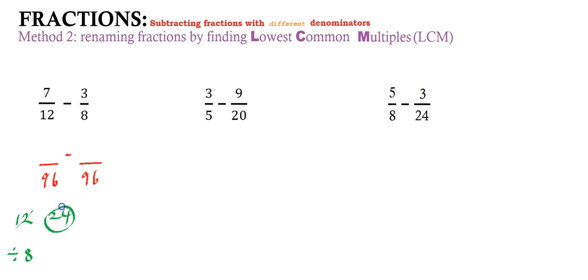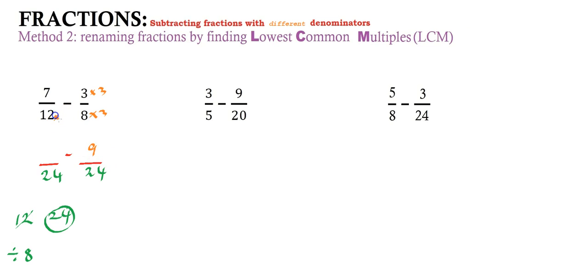That means we can use 24 as our denominator instead of 96. So I just need to find the numerators. However I got from 8 to 24, that's how I'm going to get from 3 to the new numerator. So I times by 3, so I've got to times the top by 3. Whatever I do to the denominator, I've got to do to the numerator. So 3 times 3 is 9. So that 3/8 can be renamed as 9/24.